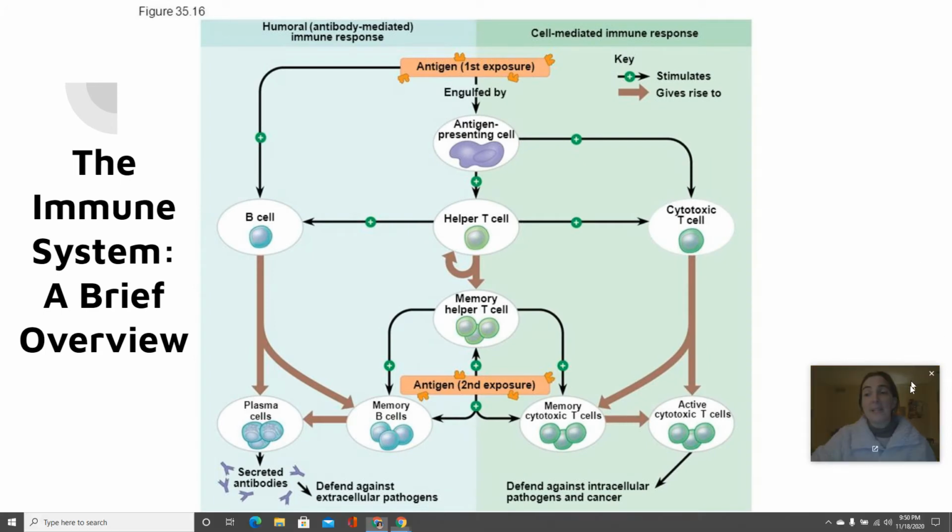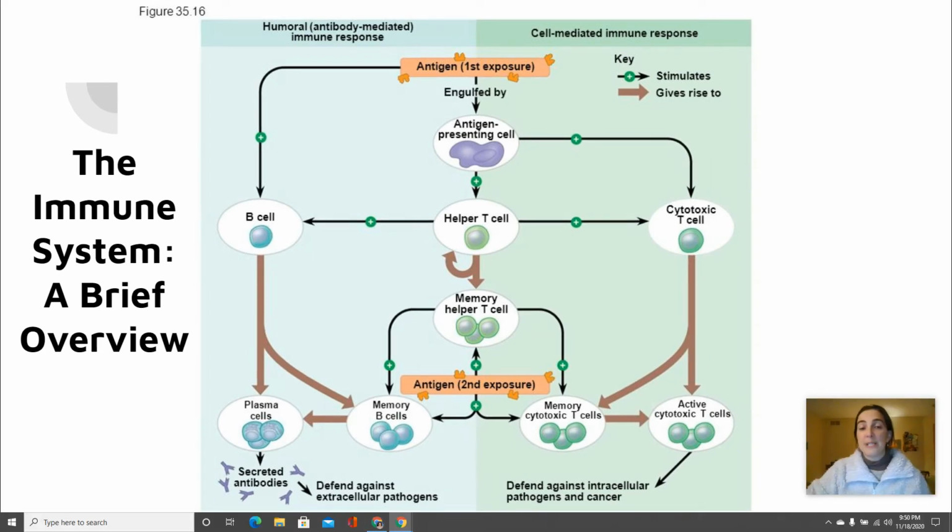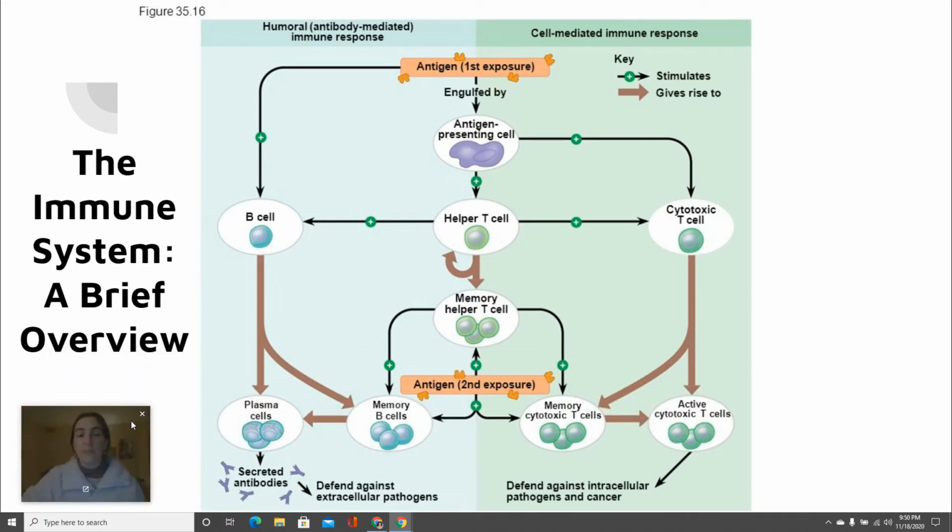So this is something, like I said, that we are going to come back to in much more detail later. So if this looks a little complicated and overwhelming, don't worry. I'll move myself out of the way here. But we're just going to talk kind of about the basics.